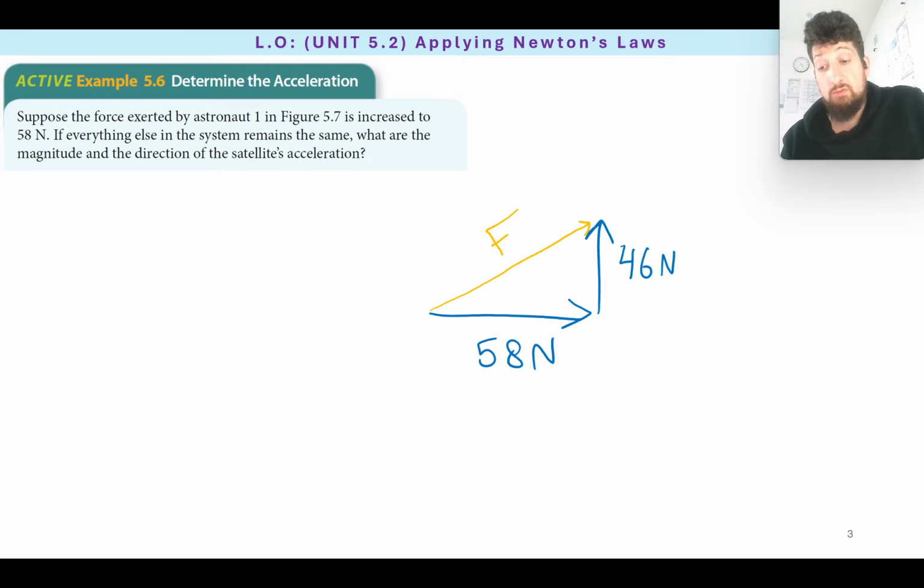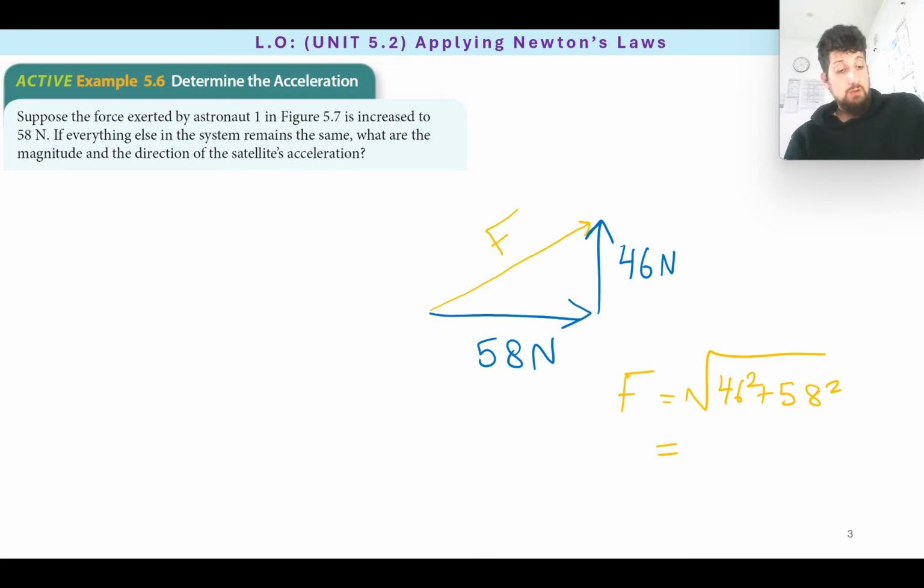It's still the same formula, guys. So the overall force is going to equal the square root of 46 squared plus 58 squared. And that's going to equal 74 newtons. Now, it's not asking me for the force. What is it asking me for? Remember to read the question. It's asking for the acceleration.